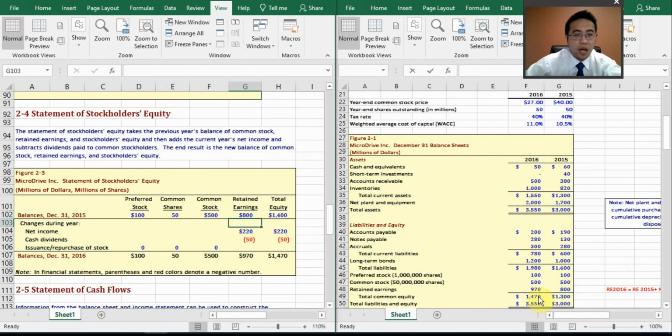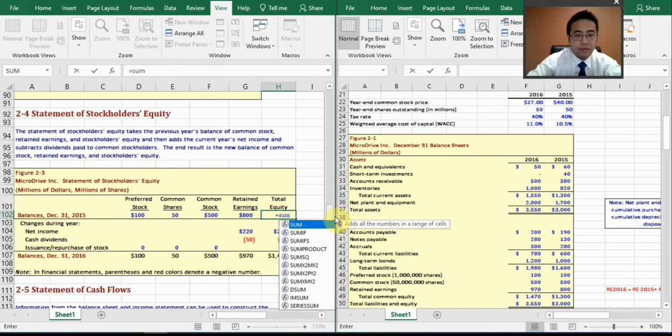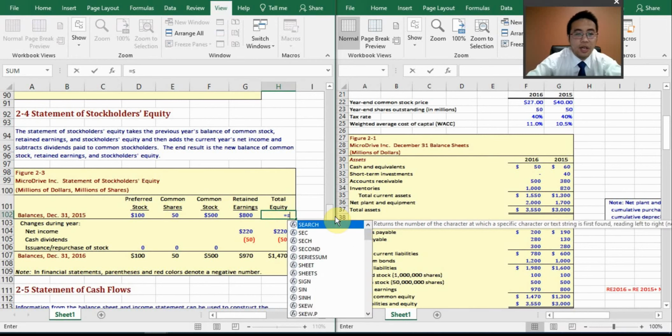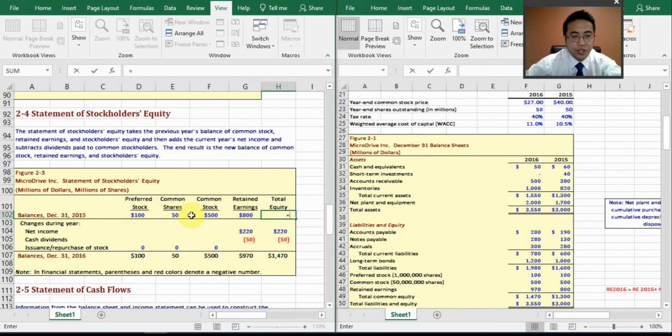Just link it. And for total equity, you're going to use a summation of all of them. Actually, it's not a summation of all of them because the common shares should not be added in there. So I will just add preferred stock plus common stock plus retained earnings. Okay, well, it's hard for me to click, but I can input its column letter and row number. That's G102. And then I got 1400.